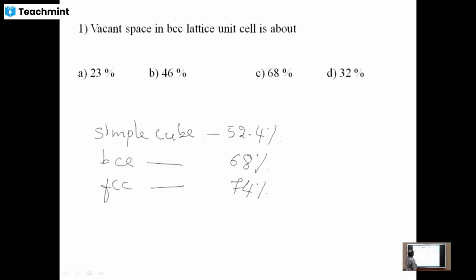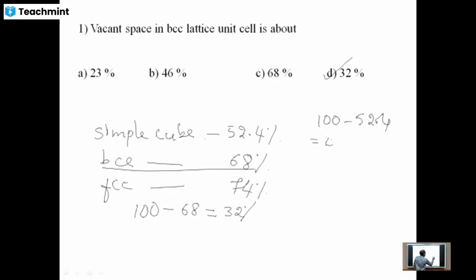We have the question, vacant space in the BCC lattice unit cell. We know packing efficiency of BCC lattice is 68%. Nothing but in one unit cell, 68% is occupied by the particles. Then vacant space in BCC lattice unit cell is 100 minus 68. It is equal to 32%. So the vacant space in BCC lattice is 32%. Option D. Similarly, vacant space in simple cube is 100 minus 52.4. It is 47.6%. Similarly, vacant space in FCC lattice is 100 minus 74%. It is equal to 26%.